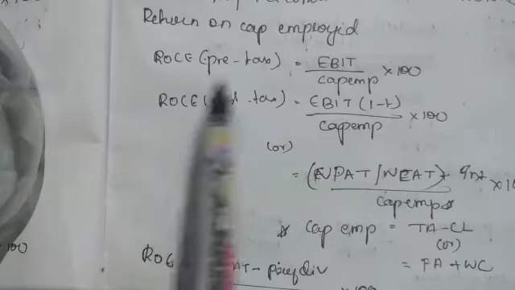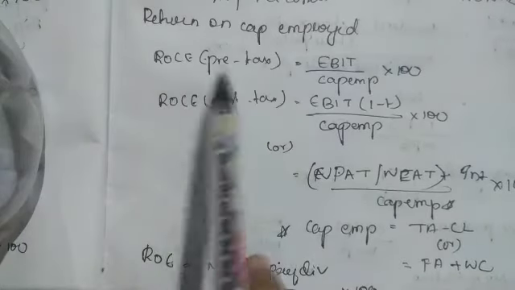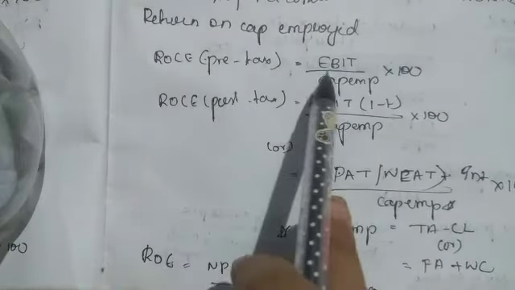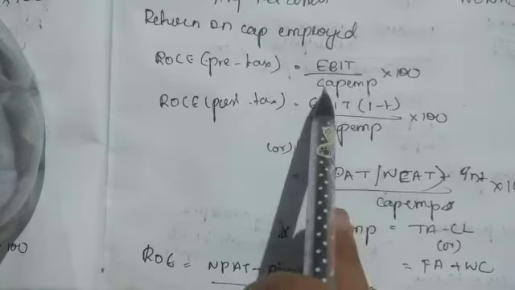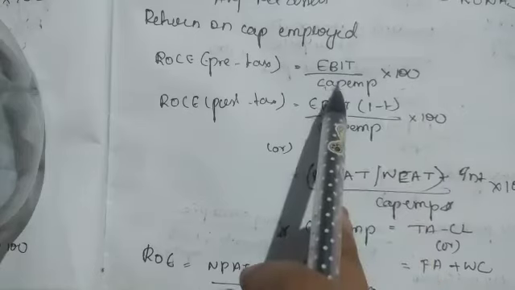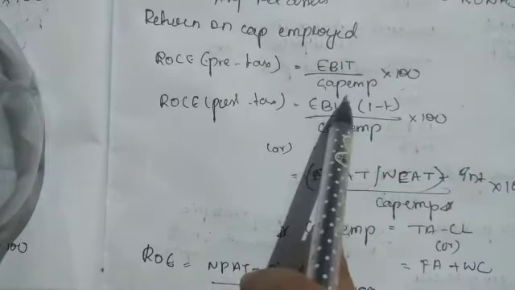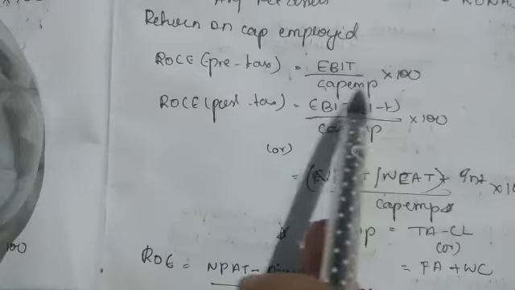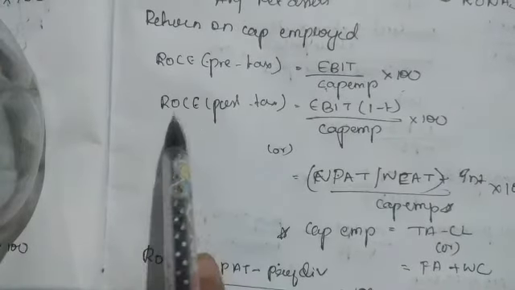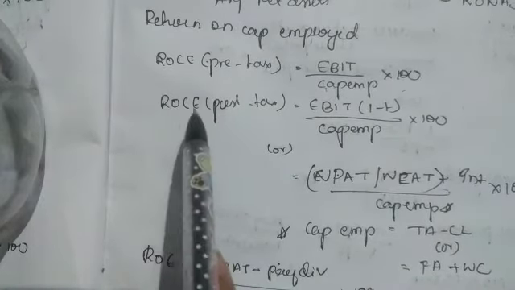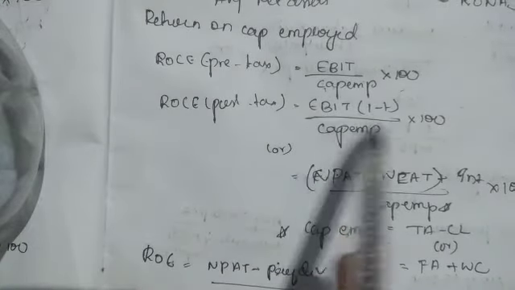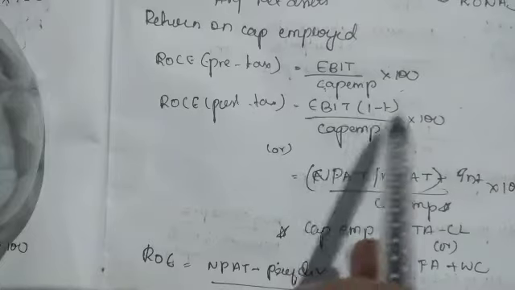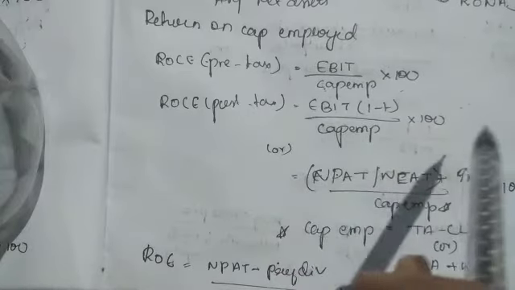Return on capital employed on a pre-tax basis: pre-tax EBIT, earnings before interest and tax, divided by capital employed into 100. To find out this capital employed, I'll tell you what formula you have to use. Next, ROCE, return on capital employed post tax: EBIT into (1 minus T), tax, divided by capital employed into 100.